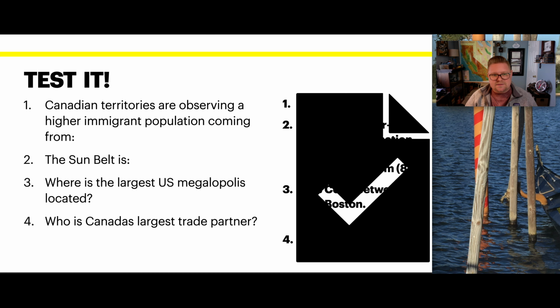Now let's look at some of this as a test of what we've learned. So let's review. The first question is, Canadian territories are observing a higher immigration population coming from where? The second question is, the Sun Belt is what? The next question is, where is the largest U.S. megalopolis located? And question 4 is, who is Canada's largest trade partner?